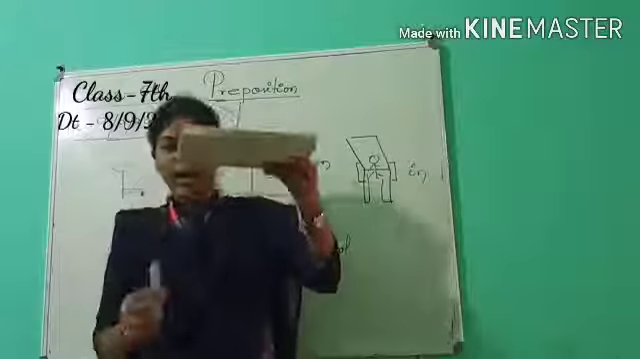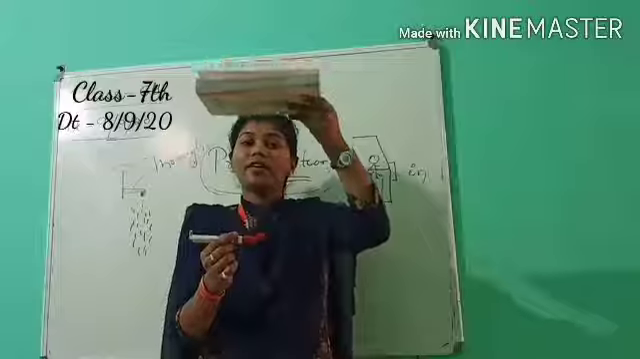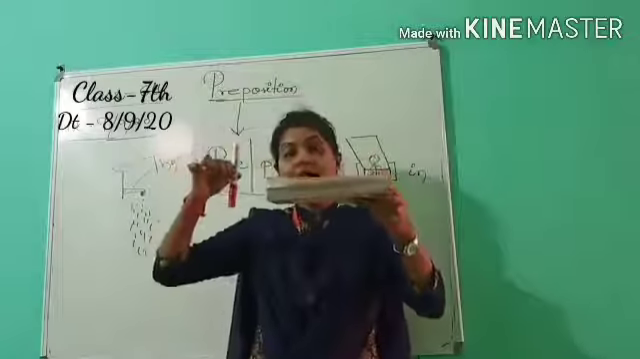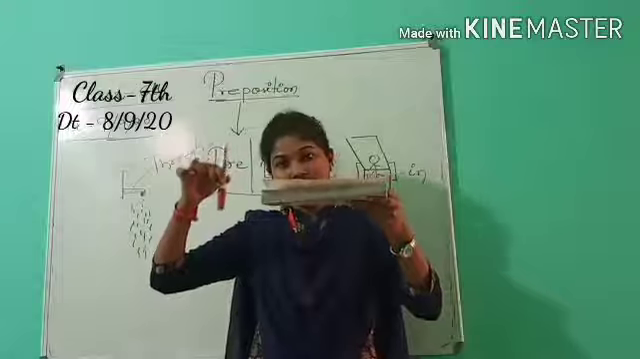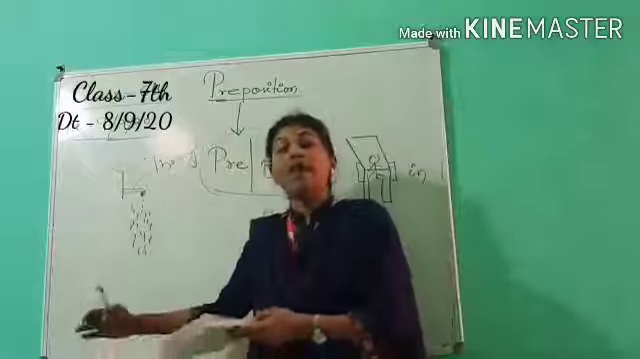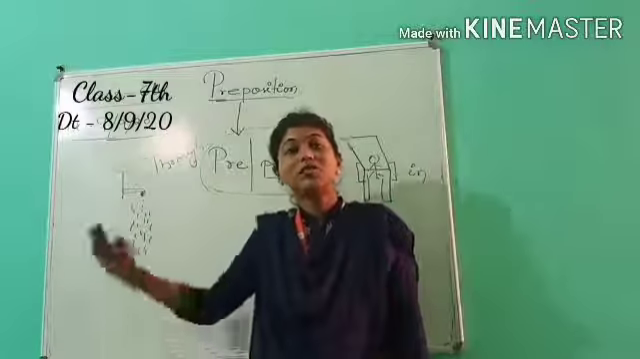If this is a table and I'm putting this marker here, then you will say it is under the table, right? If it is here, I will say beside, right? The marker is beside the book. If someone is sitting here, then I will say he or she is beside me, or sitting beside me.